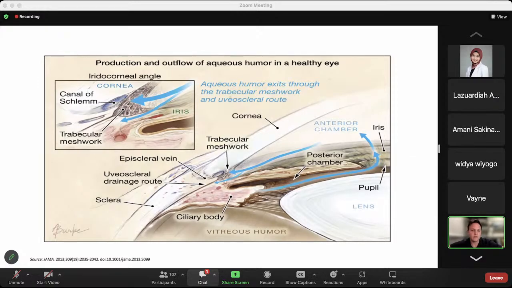The thing to be aware of is that in children, particularly in infants or neonates, the angle anatomy is not necessarily what you see in the textbook. It's still developing. And so it's important to keep that in mind, particularly when assessing children with glaucoma.